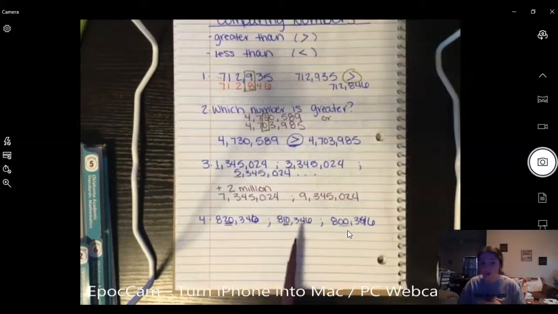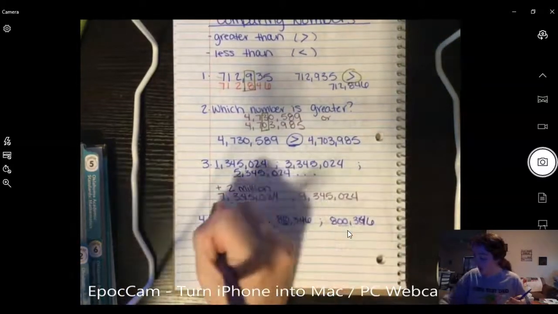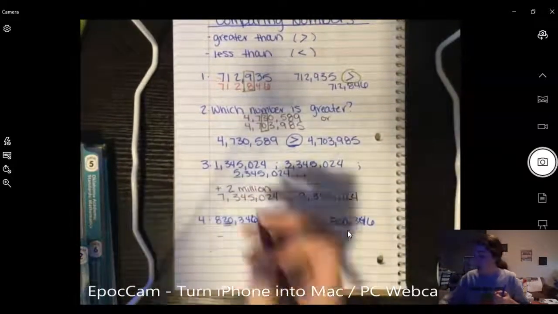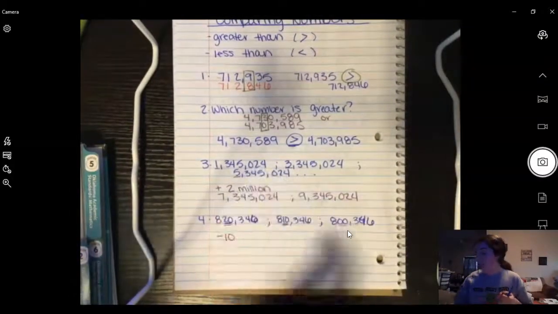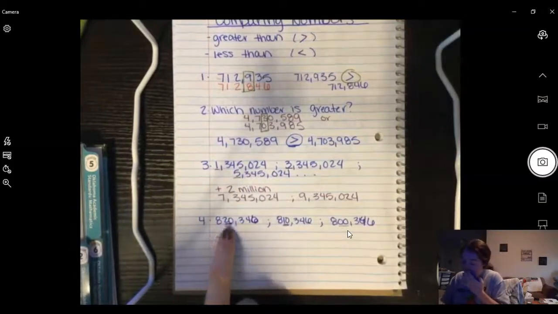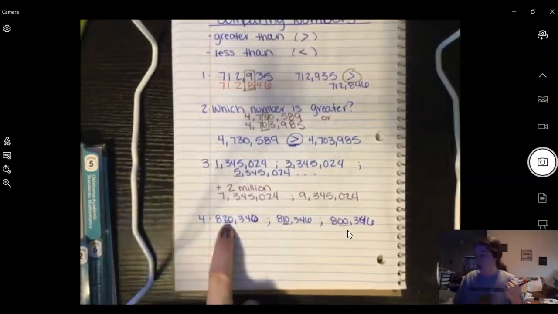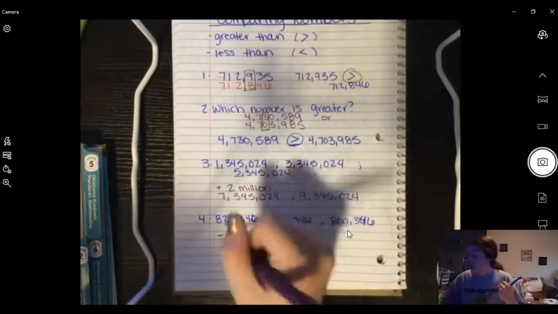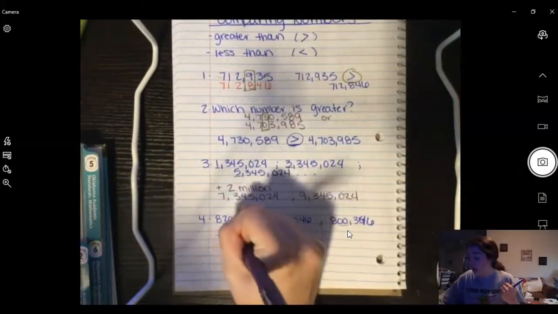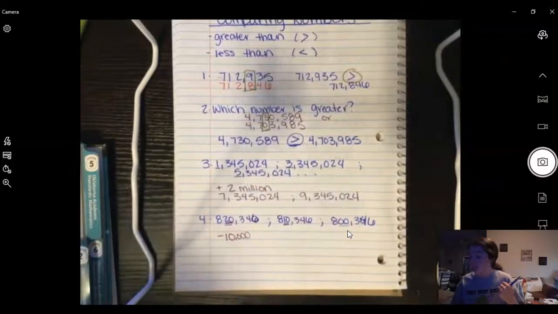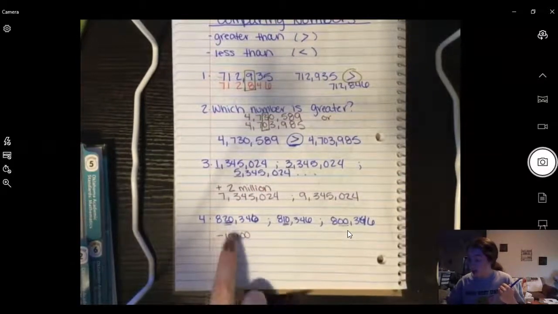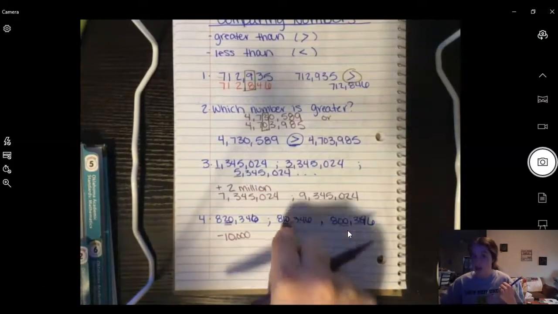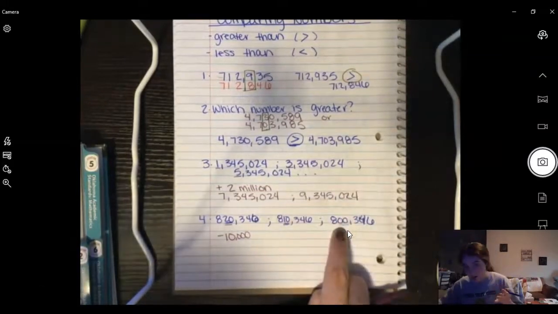Well, it's decreasing, right? So we've got to be subtracting something. Well, 20 minus 10 gives 10, but what is it? It's 10,000, right? So we're subtracting 10,000 each time. So 20,000 minus 10,000 is 10,000. 10,000 minus 10,000 is no thousands, right?